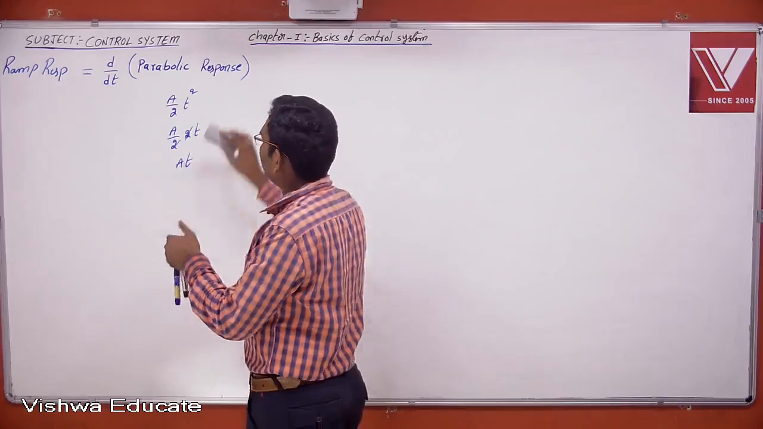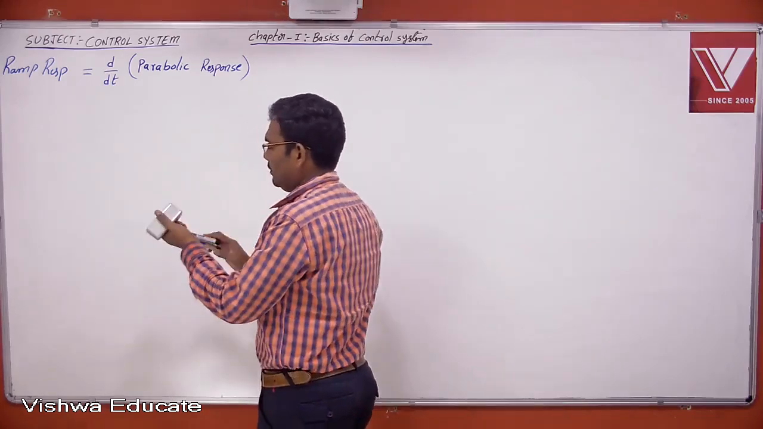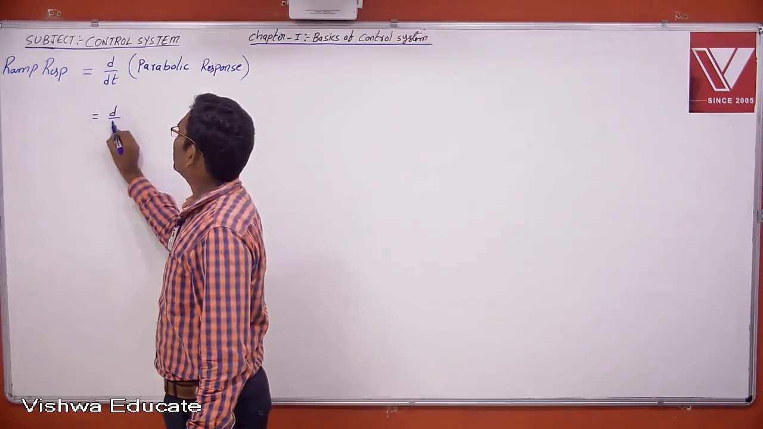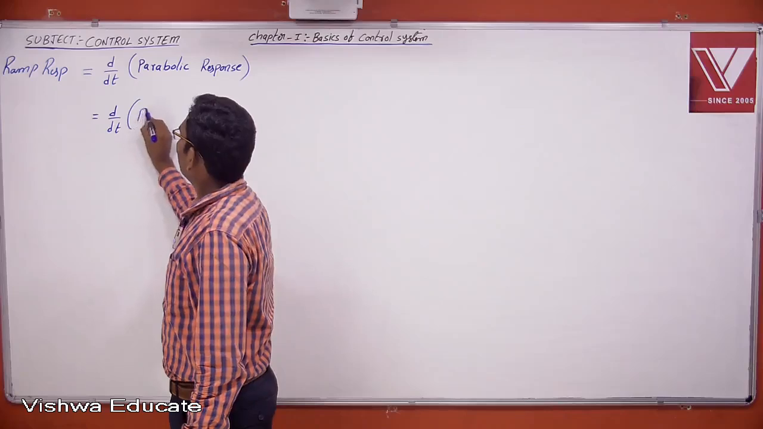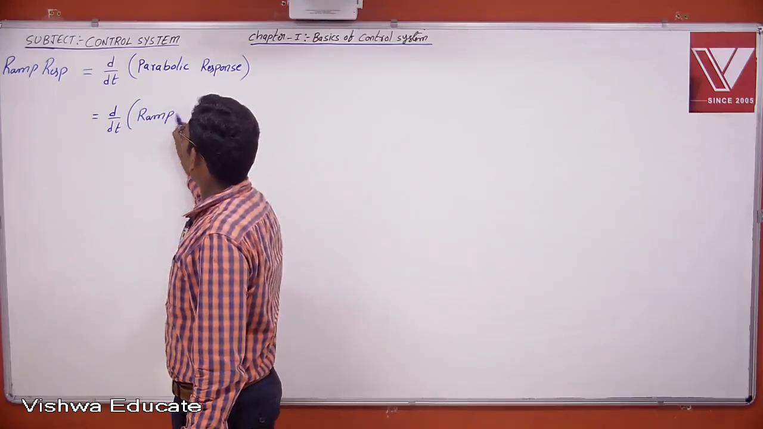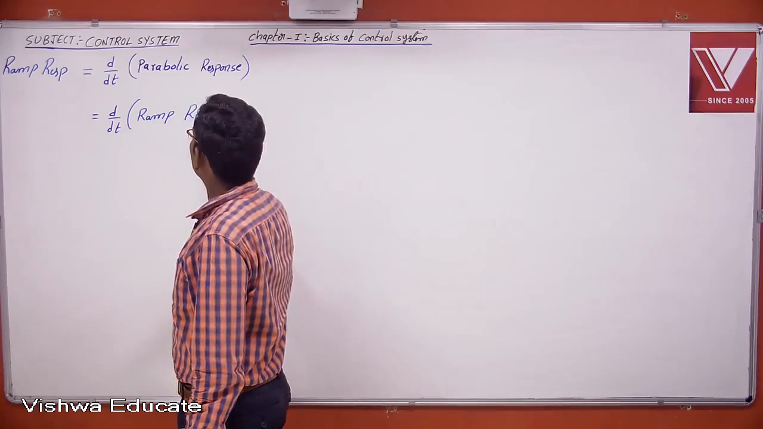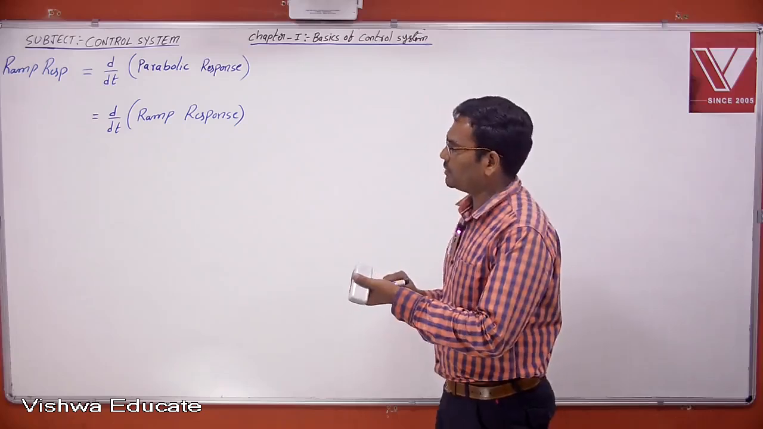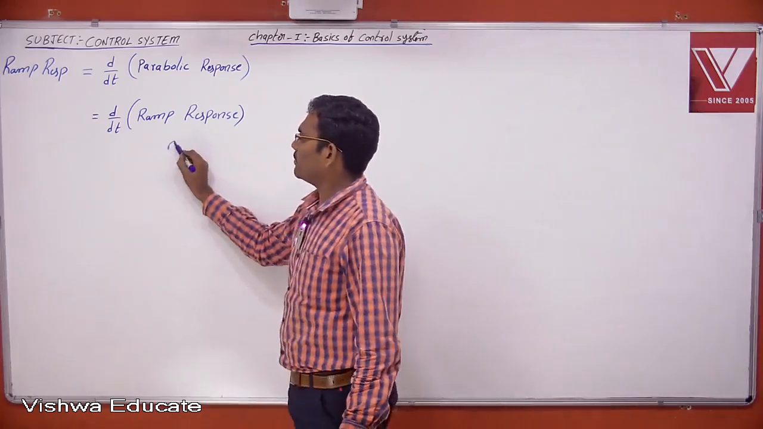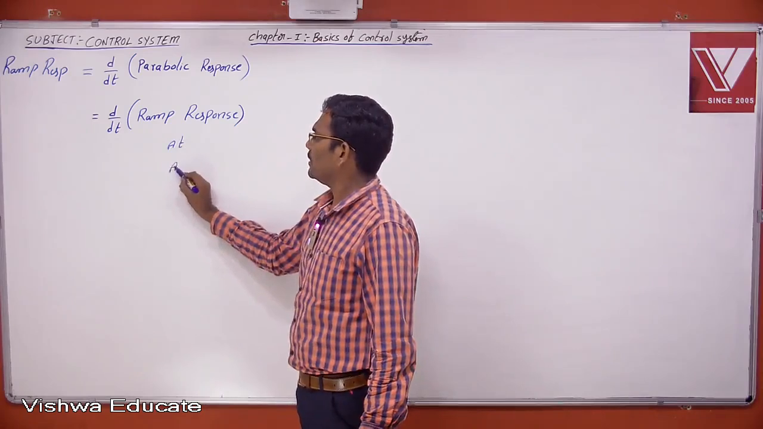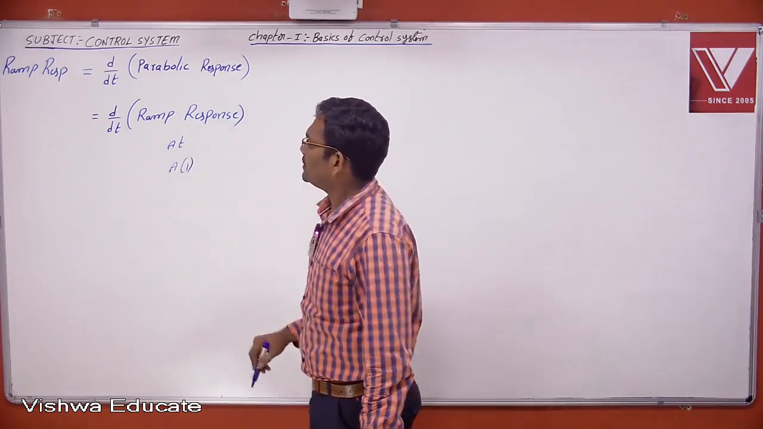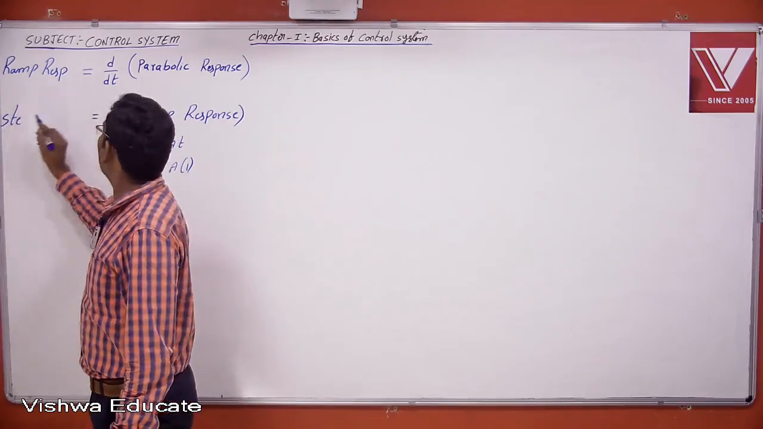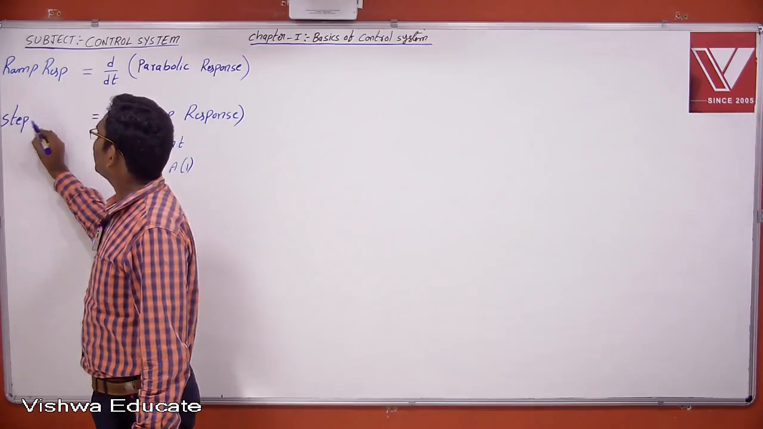Now, in the same manner, if I differentiate the ramp response, the ramp is nothing but a into t. Differentiation is a, t means 1. Now what is a? Which is constant, and that is nothing but the step. Therefore, if you differentiate the ramp response, this is nothing but the step response.